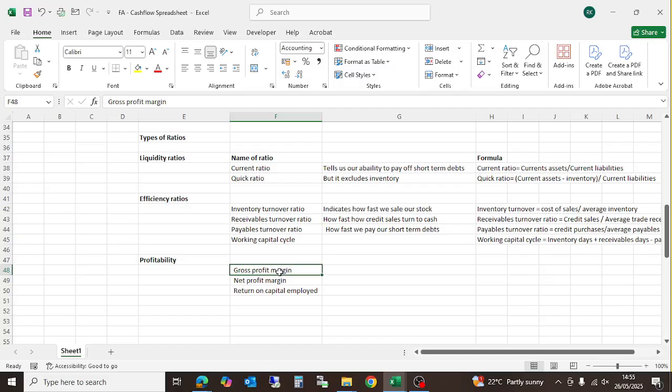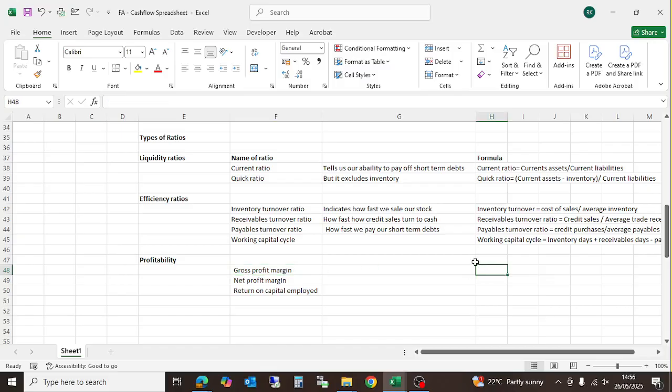Yes, we've already given the definitions. On the gross profit margin, we said the percentage of revenue that exceeds the cost of goods sold, and then the other one, the net profit margin, is the percentage of revenue that exceeds all operating expenses.